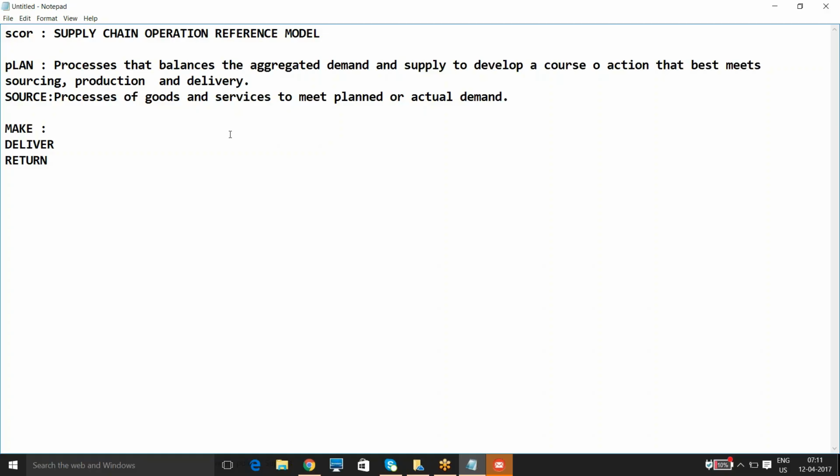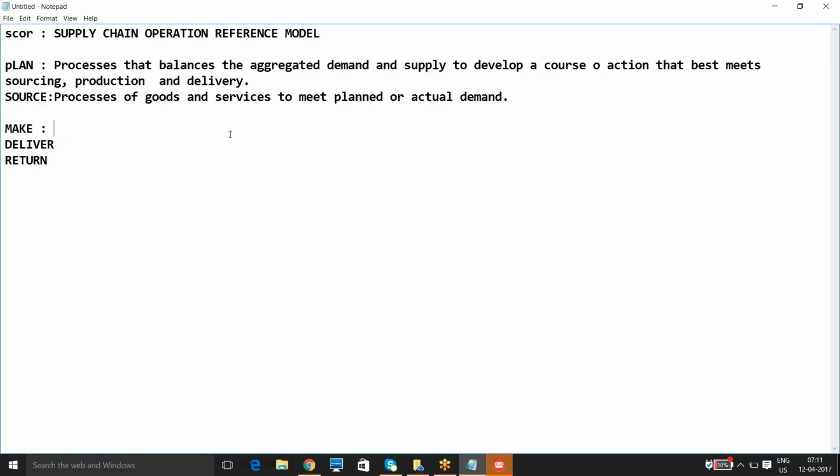So the thing is, the source, you're trying to source something or you're trying to produce it. It can be due to a direct requirement, that is an actual demand, or it can be an indirect demand, that is a planned demand. So for either of them, sourcing still has to happen. So these are the basic segments.